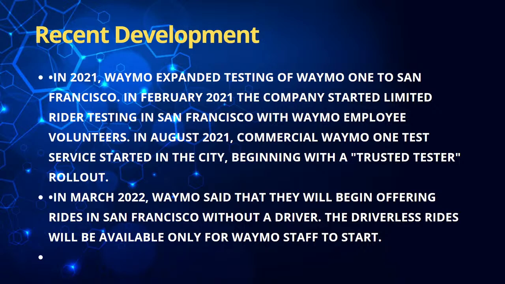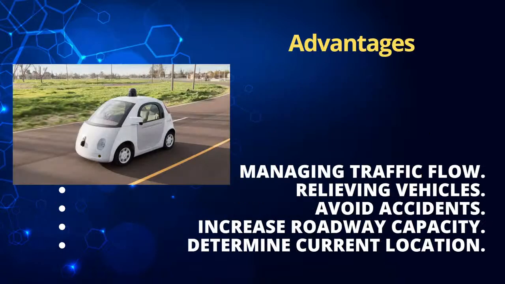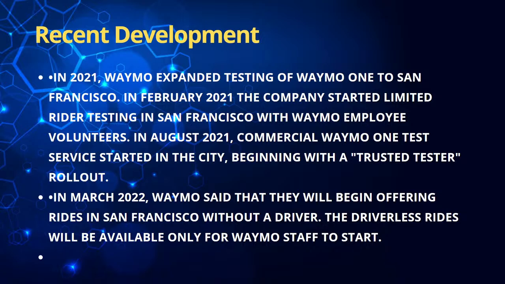And in recent developments in Google cars, in 2021 Waymo, this is the Waymo system that was implemented by Google, and it has the chauffeur software implemented. Waymo expanded testing. So this is a recent development. In 2021, Waymo expanded the testing of Waymo 1 to San Francisco.